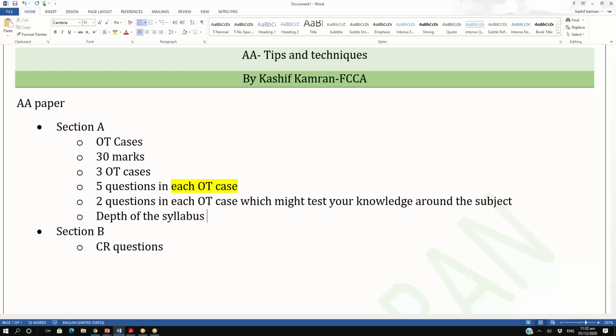So you need to remember that there are 3 OT cases, and each OT case has 5 questions. Out of the 5 questions, there might be 3 questions which are purely linked to the case study, and there might be 2 questions which are purely testing your knowledge of the subject area, right? So 3 OT cases, and every OT case has 5 questions. So you have a total of 15 questions, and every question is worth 2 marks. So that's 15 multiplied by 2, you get your 30 marks.